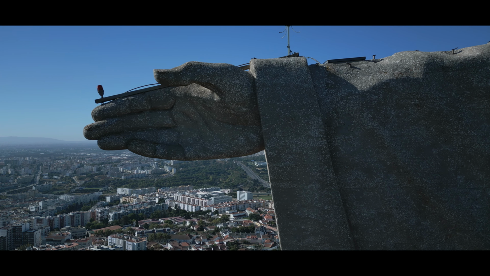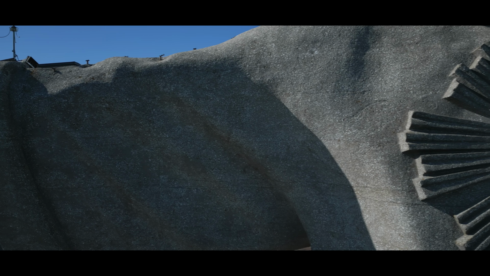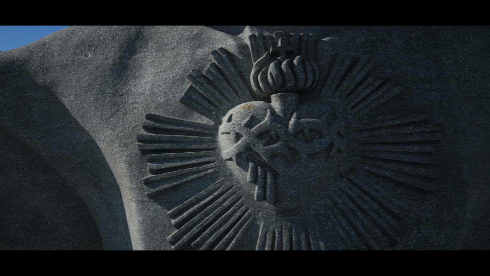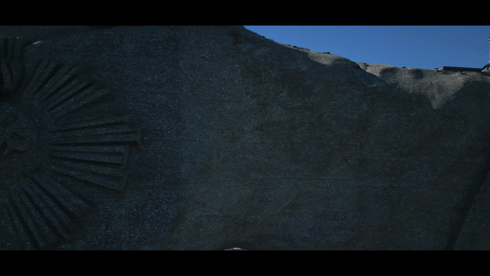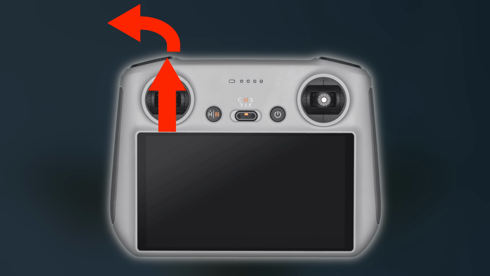Next up, we are going to do some detailed shots of the arms. For this, we just move right. For our next shot, we are going to move up and tilt the camera down at the same time.